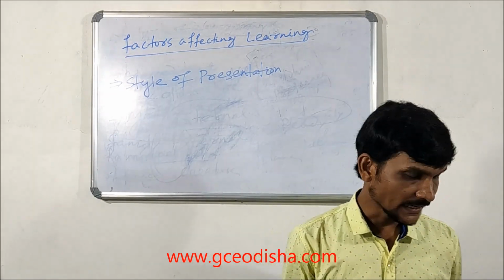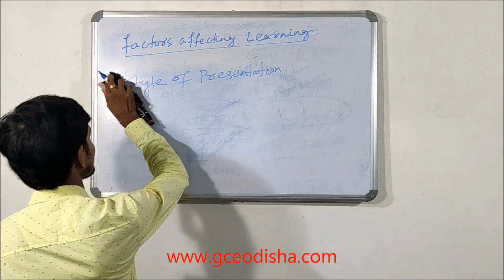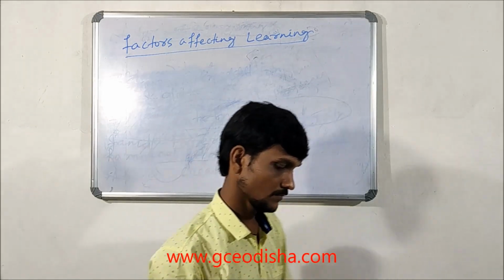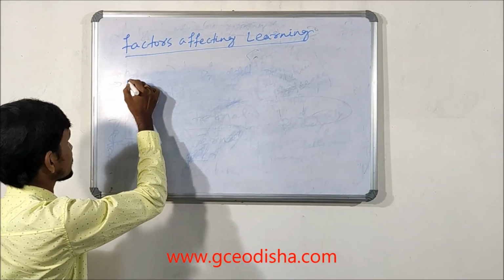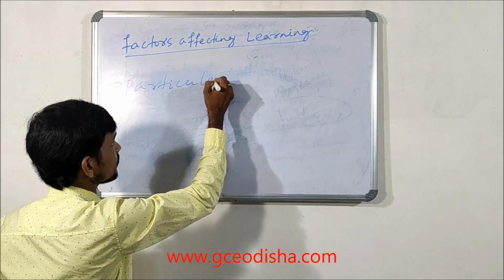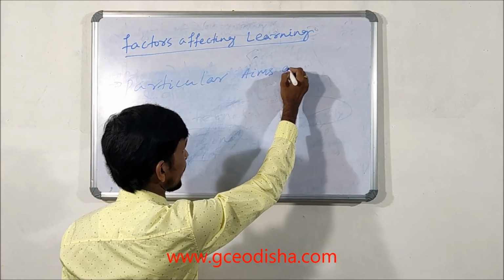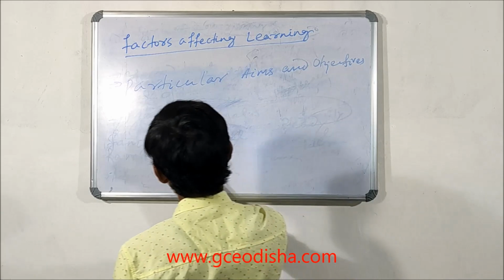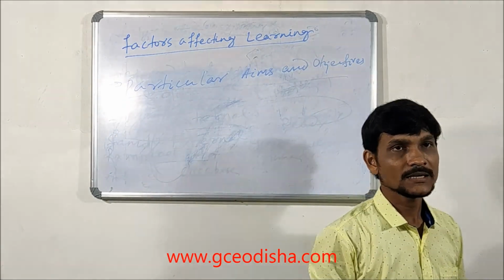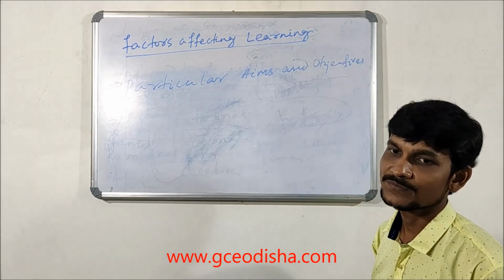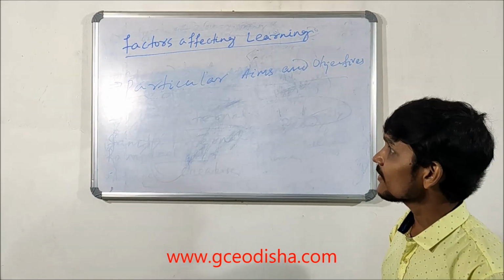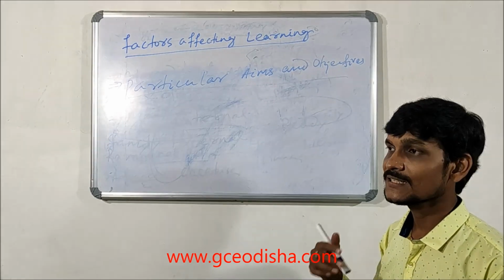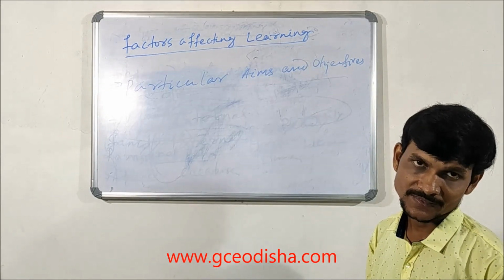Another point, another factor of learning: particular aims and objectives. Aims and objectives. It is another factor. Particular aims and objectives. What is the meaning of aims and objectives? What is more important? Particular aims and objectives means what?